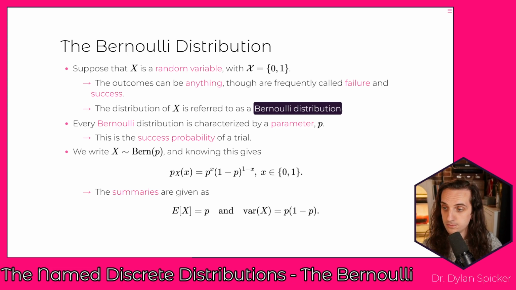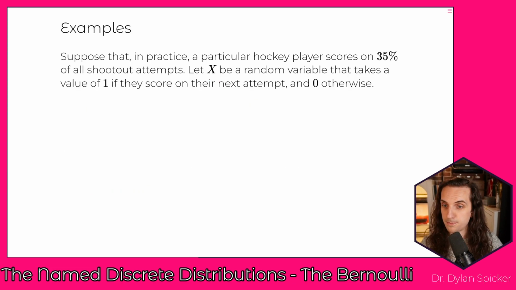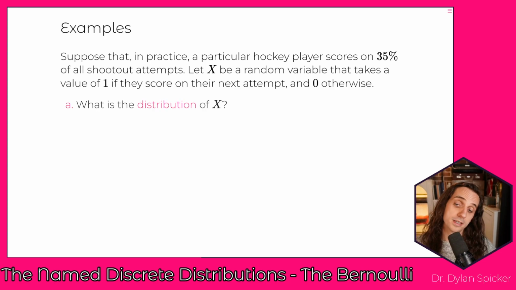Okay, so looking at an example here, suppose that in a practice, the particular hockey player that we're thinking about has a 35% chance of scoring in any shootout attempt. X is a random variable that takes on a value of 1 if they score, and a 0 otherwise. So this is Bernoulli because either they score, which is a success, or they don't score, which is a failure. Right? So it's two possible values, 1 or 0, and we know the probability of a success.